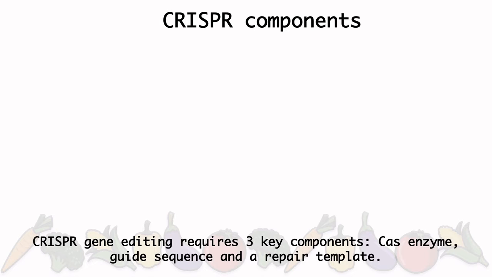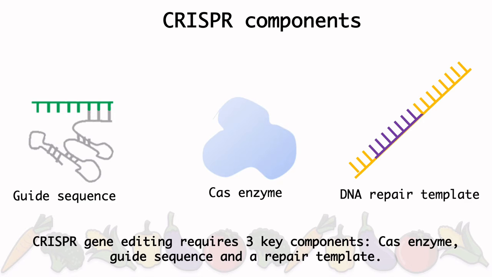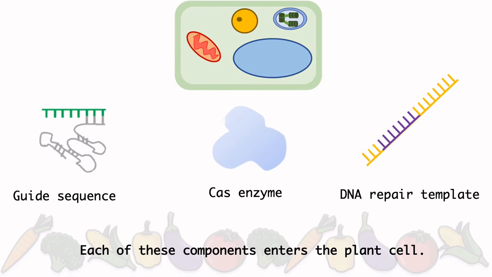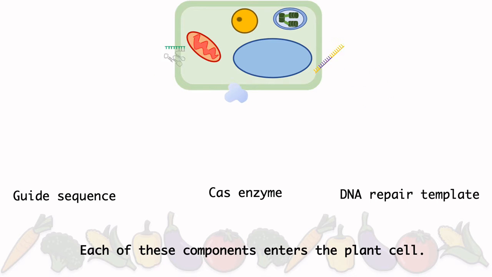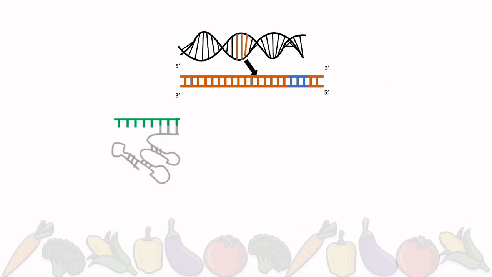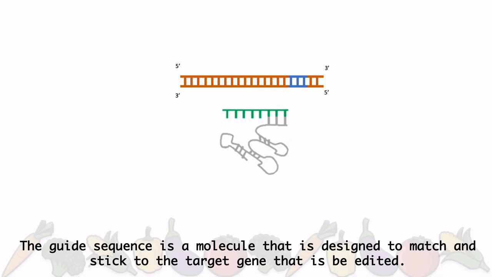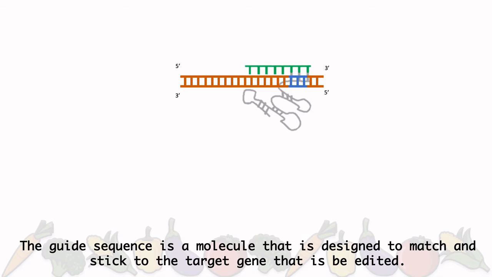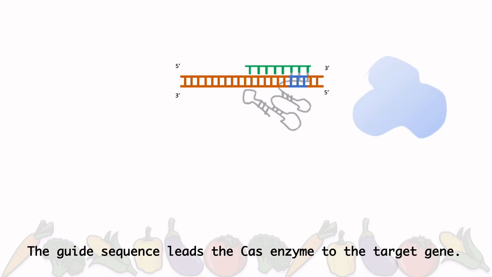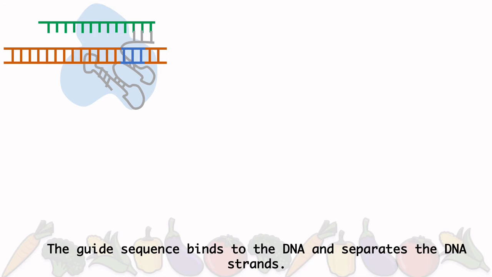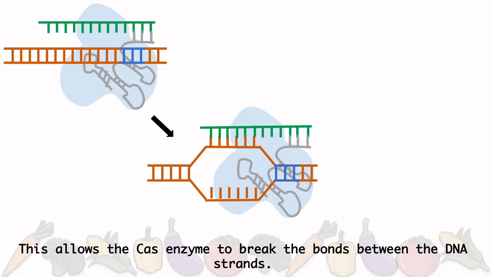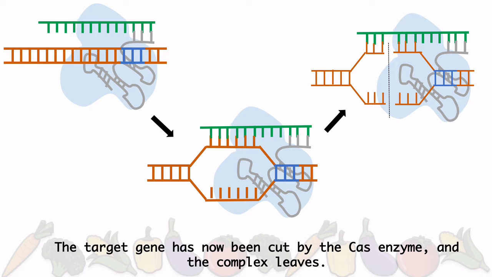CRISPR gene editing requires 3 key components: the Cas enzyme, the guide sequence, and a repair template. Each of these components enters the plant cell. The guide sequence is a molecule that is designed to match and stick to a target gene that is to be edited. The guide sequence leads the Cas enzyme to the target gene. The guide sequence binds to the DNA and separates the DNA strands. This allows the Cas enzyme to break bonds between the DNA strands. The target gene has now been cut by the Cas enzyme and the complex leaves.